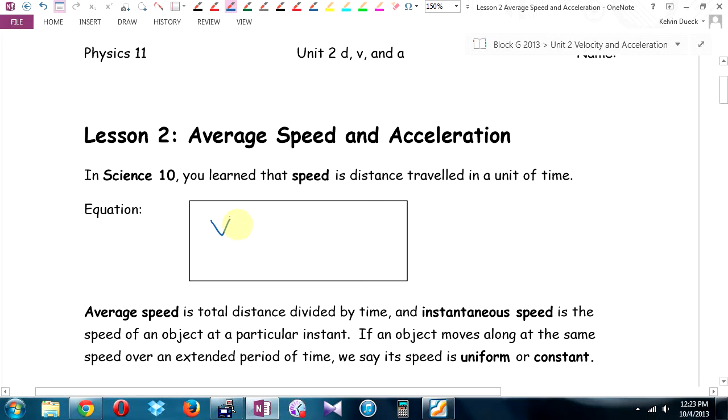Why do we use the letter V? What else did we use for speed? Velocity. Okay, velocity equals distance over time. In fact, if you want to make it velocity, you add the vector symbol, and that's displacement over time.